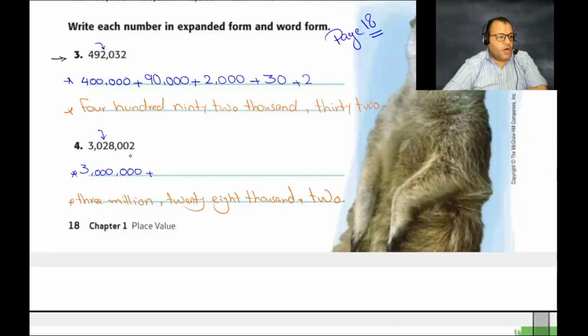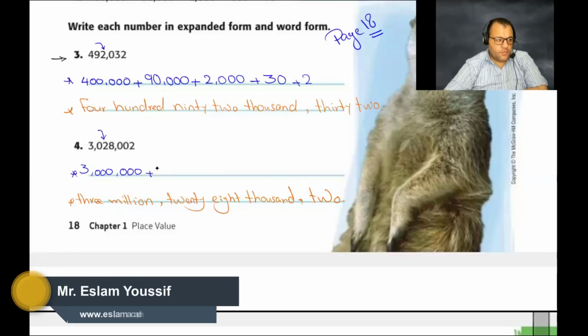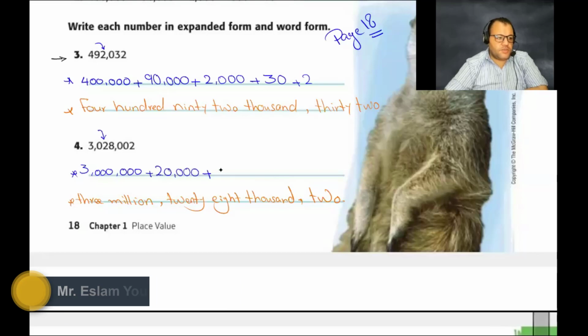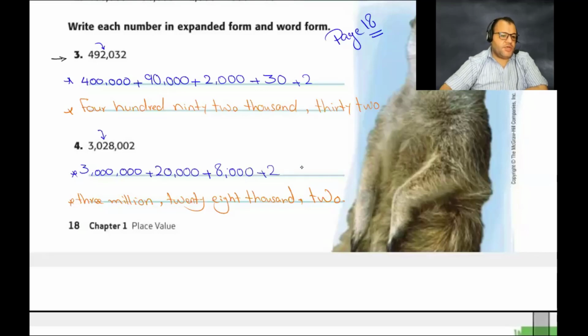3,028,002. No, I need the expanded form. The expanded form, the value of each digit. What is the value of 2? What is the value of 8? 3,000,000 plus 20,000 plus 8,000 and 2. Okay, thanks. If you didn't finish writing, please write this page.